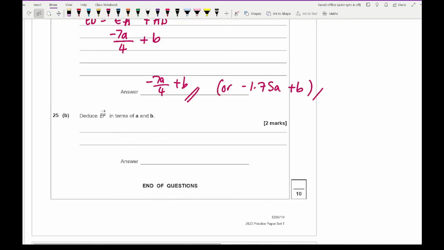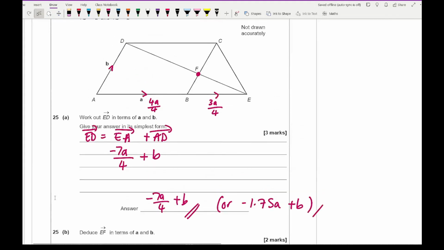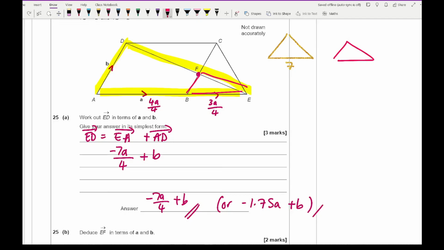So moving on to the last part, it says deduce EF in terms of a and b. So for this, what we need to do is first of all recognize that we've got two similar triangles. So if I just work out this first triangle, this yellow one here, let me do a little sketch, the base of that is going to be 7 parts because we've got 4a plus 3a, which is 7. Then if I take that smaller triangle out, we can see that this smaller triangle is going to have 3 parts because we've got 3a.